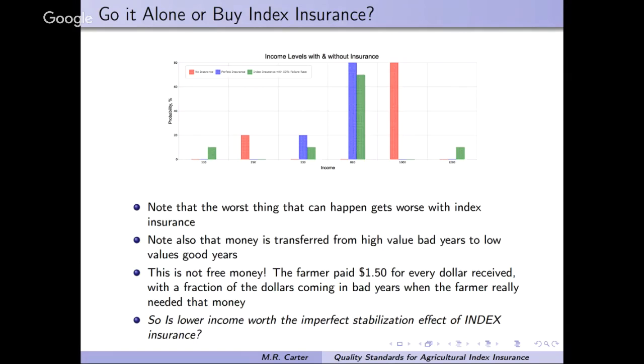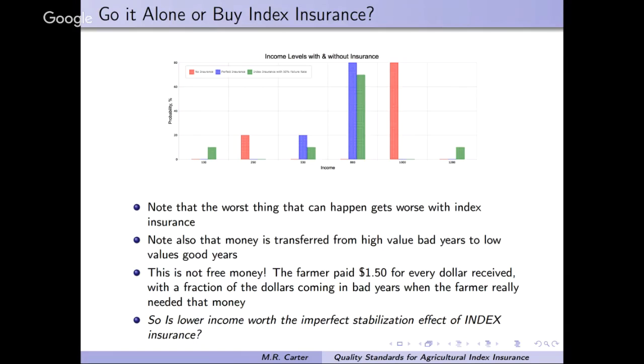And you can pretty easily imagine, I hope, that if those false negatives happen very frequently, the farmer's not going to be better off with insurance. The farmer would say, forget it. I don't want an insurance that sometimes helps me, but sometimes doesn't. The other side of the diagram shows what's called a false positive, which is also an issue in index insurance.